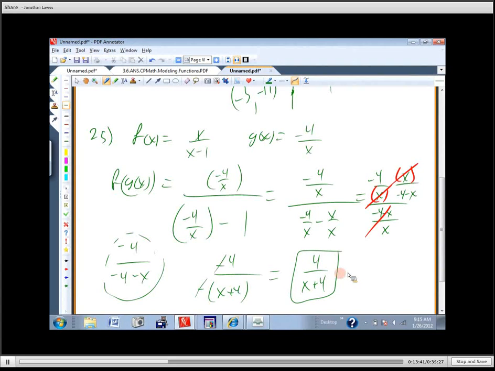What number can we not plug in here? Right here, -4. And what did we start with? We started with g. So what else do we have to throw out? Make sure you throw out 0 also. That right there is the answer.